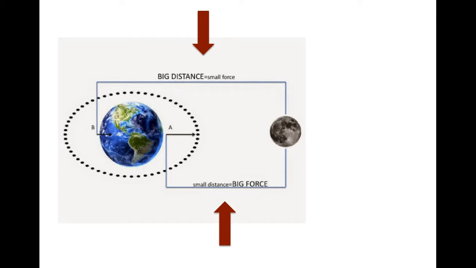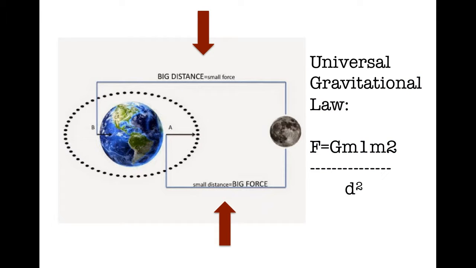The change in distance affects the force due to the universal gravitational law, F equals G m1 m2 over d squared. This equation, when broken down, explains that the force, F, is inversely proportional to the distance squared, d squared. This means that even the slightest change in distance can affect the force by a lot.